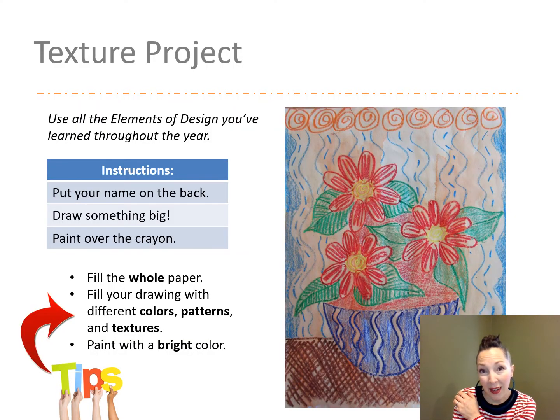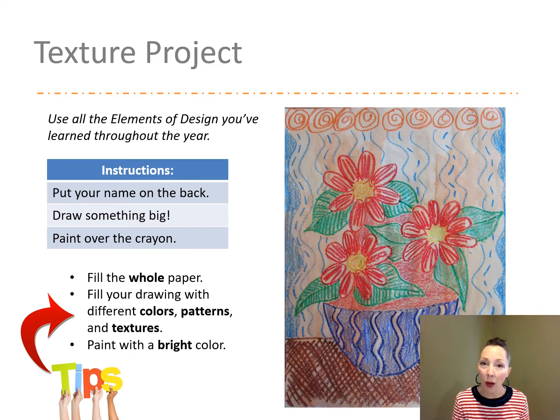All right, it's project time. And this project uses everything that they've learned this past year. It uses color, it uses texture, it uses lines and shapes and hues. And with this art project, they're going to be using watercolor paper. And the thing about watercolor paper is one side is rough and one side is smooth.